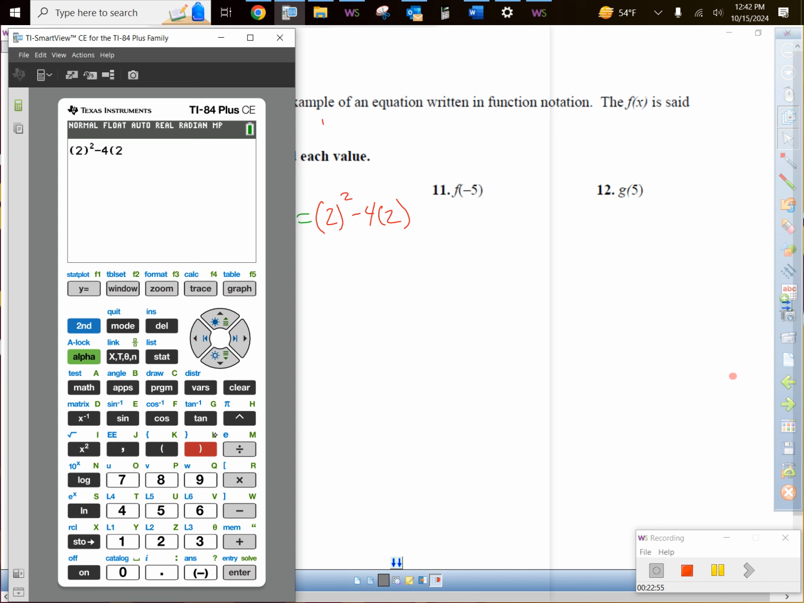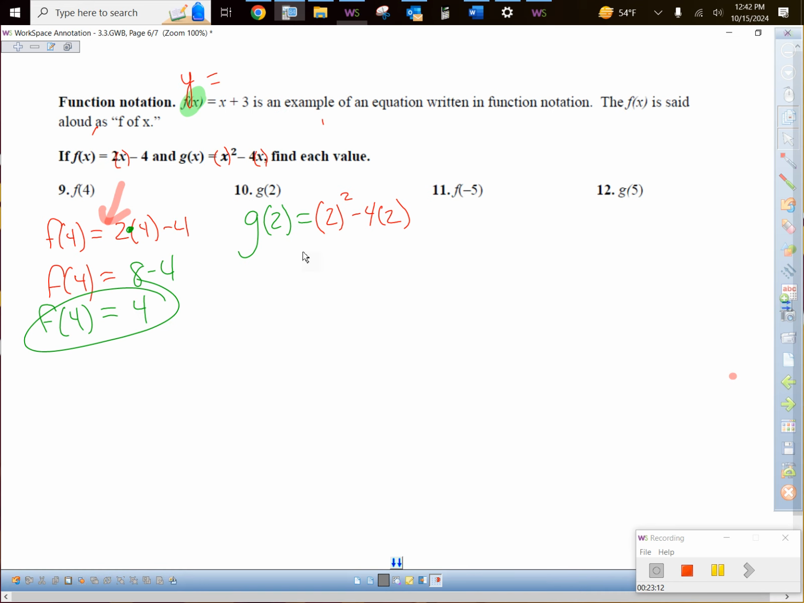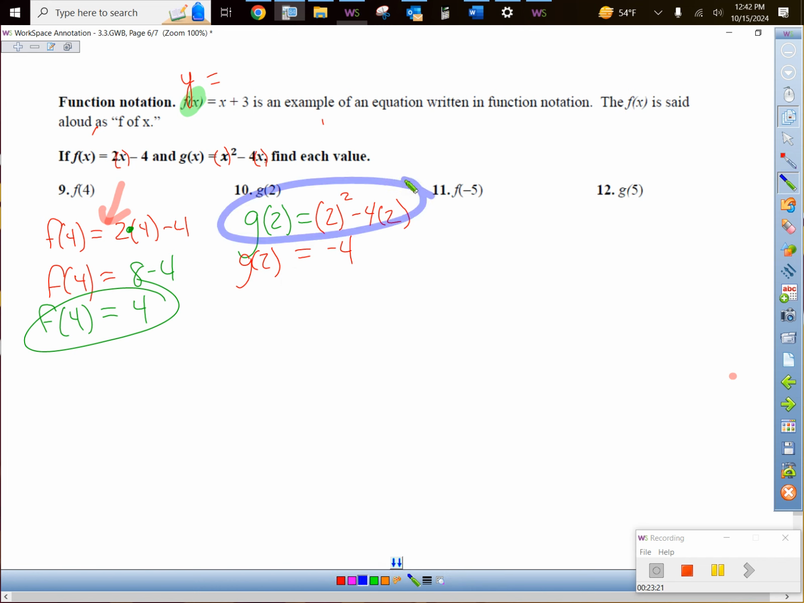You see how I typed that in? What did you get? -4 is correct. So you don't need to do any of that work. We'll just say g of 2 equals -4. I need to see 2 things. 1, you subbed the number in properly. 2, you punched it in and got your results. Cool? So I'm going to only do one more, and I'm changing it.